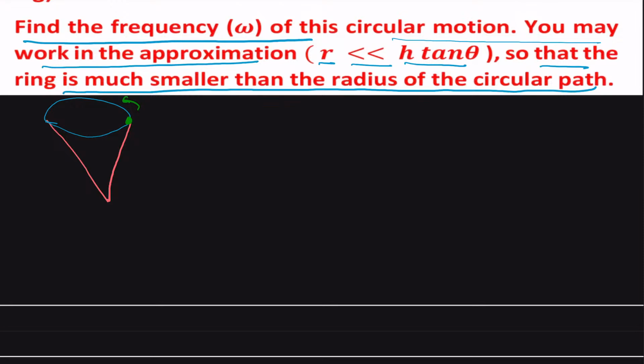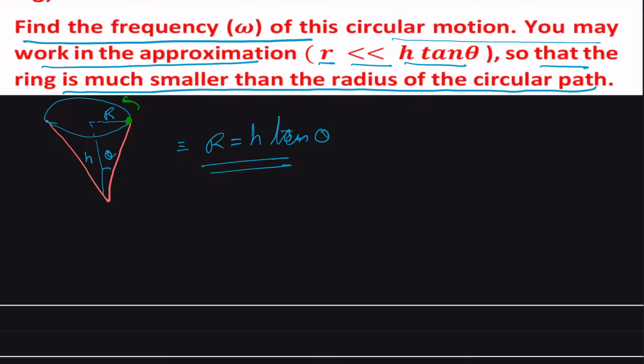And we are also told in the question that this particle is moving in a circle at a height of h, and the half angle is given as theta. Let us suppose r is the radius of the circle. Therefore we can write that r is equal to h tangent of theta. So the horizontal circle is going to have a radius of h tan theta.